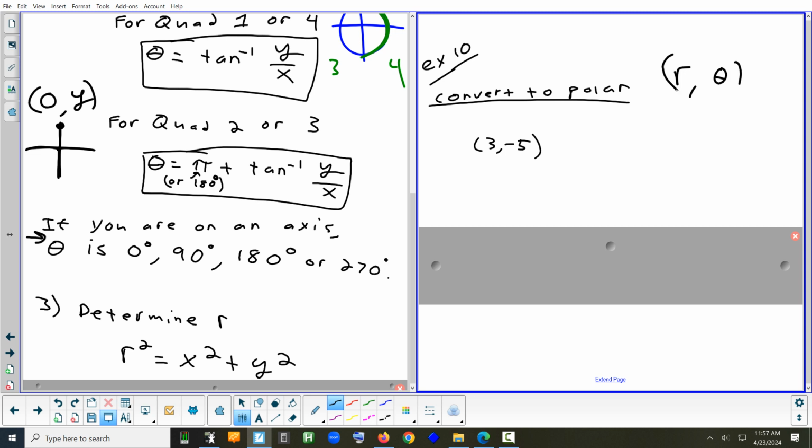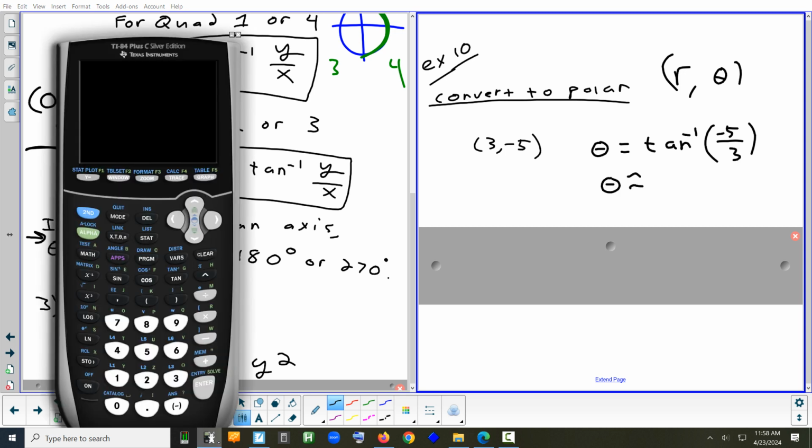It doesn't really matter which one you do first. They don't depend on each other. So let's do the theta first. Right 3, down 5. What quadrant is that in? It's not on an axis. 4. It's in quadrant 4. What's the formula to find theta in quadrant 4? Inverse tangent of y divided by x. Inverse tangent. And what's y in this case? And what's x? 3.